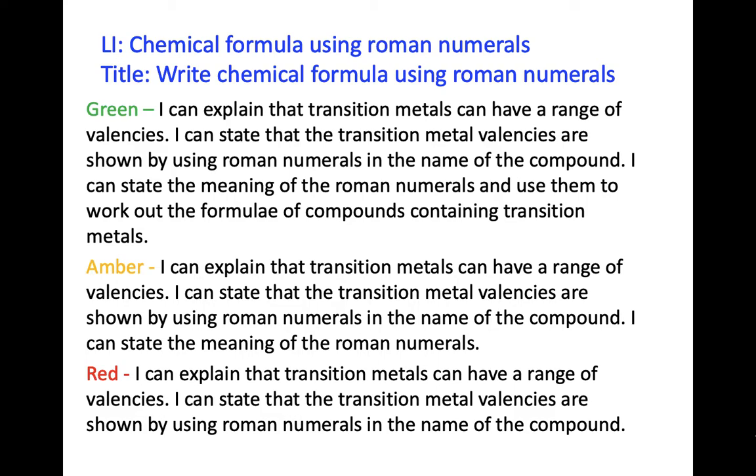Hopefully by the end of the lesson you will be able to explain that transition metals can have a range of valencies and that these valencies are shown using Roman numerals in the name of the compound. You should also be able to tell me what each of the Roman numerals mean, which number they represent, and then use them to work out the formula of compounds which have transition metals in them.